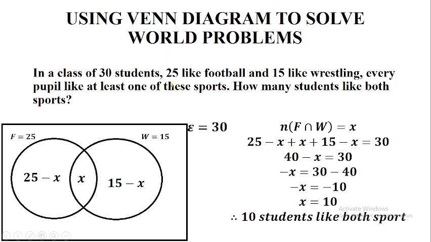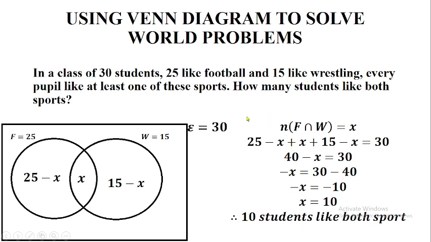In a class of 30 students, in a class of what? 30 students. That means the universal set is what? 30. That means you have 30 elements in the universal set, and the elements are students. So in this rectangular box, you have 30 students, which represent the elements in the universal set. I hope you understand that now. 25 like football. That means there is a set football represented by this circle, and 15 like wrestling.